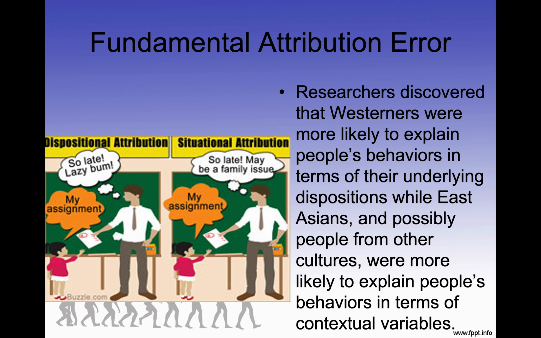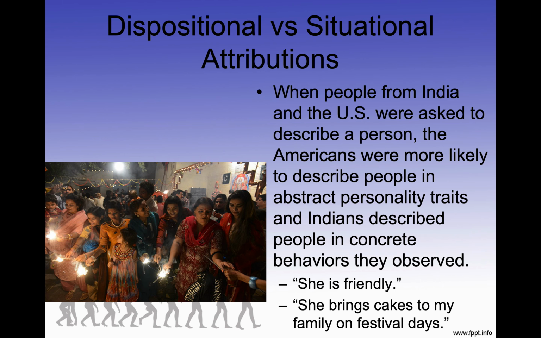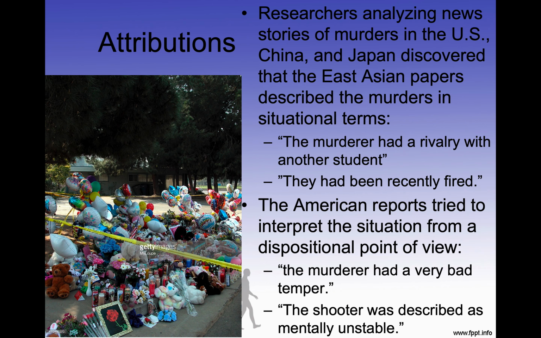Researchers discovered that Westerners were more likely to explain people's behaviors in terms of their underlying dispositions, while East Asians and possibly people from other cultures were more likely to explain people's behaviors in terms of contextual variables. When people from India and the United States were asked to describe a person, the Americans were more likely to describe people in abstract personality traits, and Indians described people in concrete behaviors they observed. She is friendly. She brings cake to my family on festival days.